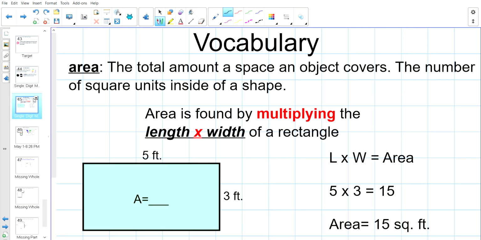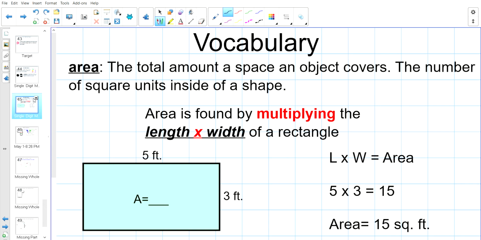Area. Area is the total amount of space an object covers. It's the number of square units inside of a shape. When I want to find the area of a rectangle, I multiply the length times the width.